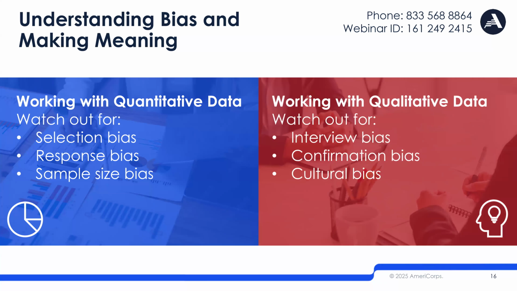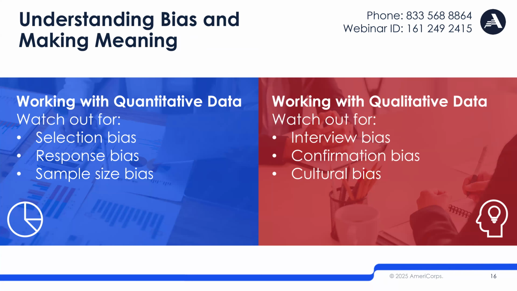With qualitative data, some common biases include interview bias. How might our presence influence what people share? Confirmation bias. Are we focusing only on stories that confirm our expectations, therefore having a narrowed view of what's happening? Cultural bias. Are we interpreting responses through our own cultural lens?